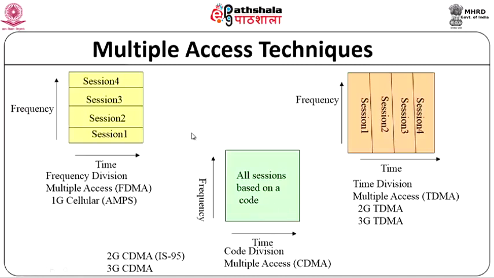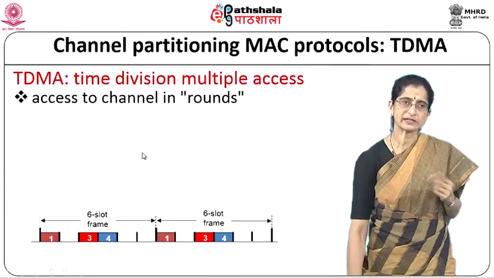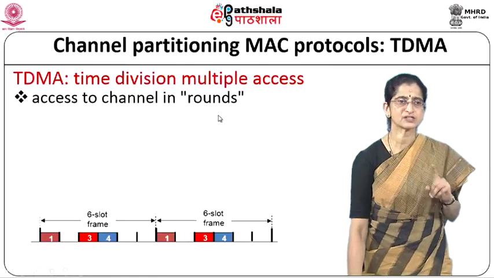It's very easy to understand frequency division and time division multiplexing. Code division multiplexing is a little trickier to understand. We'll take a look at all the three now. So if you look at time division multiplexing, very simple. Access to the channel is in rounds.